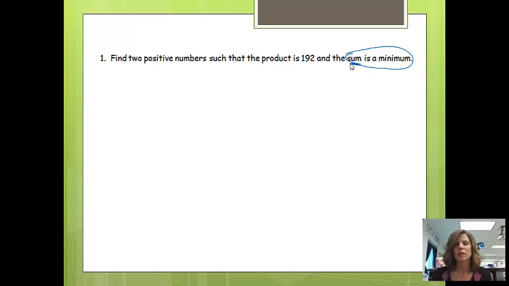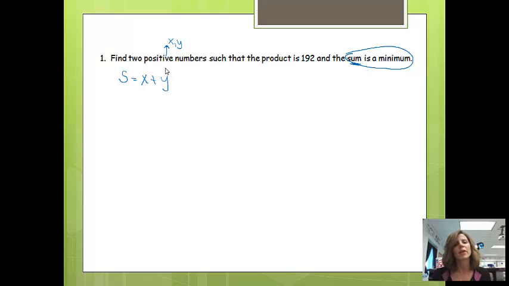So I would like the sum to be a minimum, so I'm going to write an equation for the sum. I'm going to put S equals. If I have two positive numbers, I have absolutely no idea what those numbers are, so I'm going to call those two positive numbers X and Y. So if I need an equation for their sum, my equation would be S equals X plus Y.